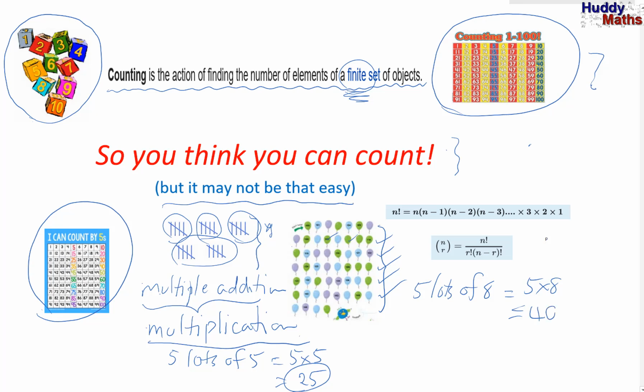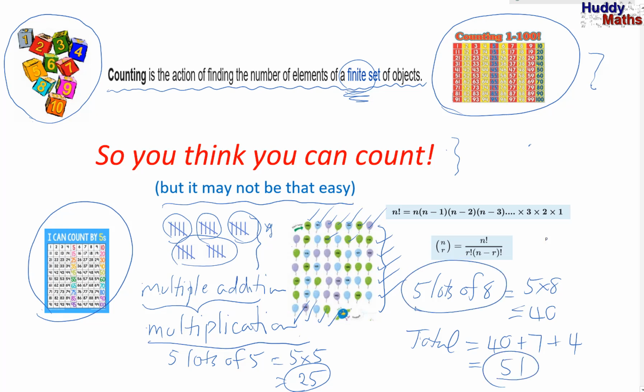What others have we got? Well, we've got 1, 2, 3, 4, 5, 6, 7 there. So the total will be 40 plus 7. Down the bottom, 1, 2, 3, 4, plus 4 will be 51. So this multiplication idea can shorten a lot of counting that we might do.